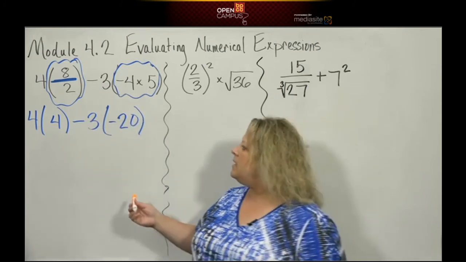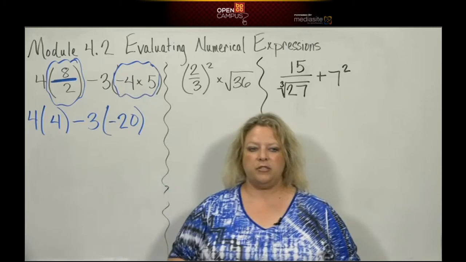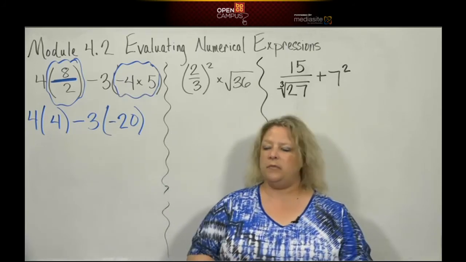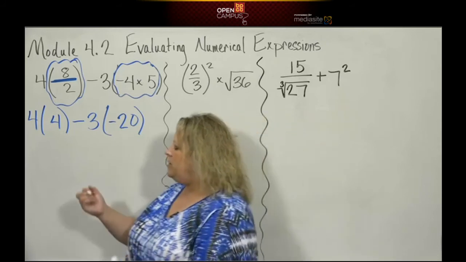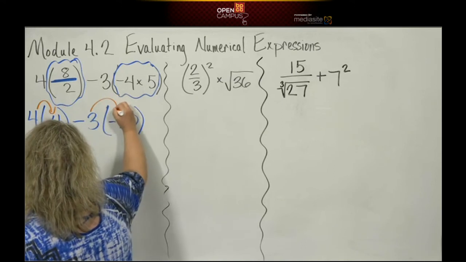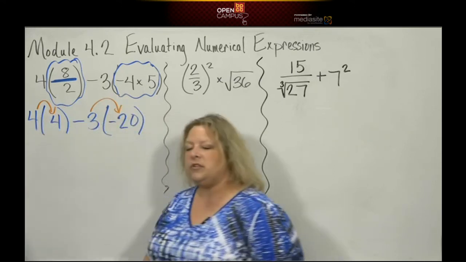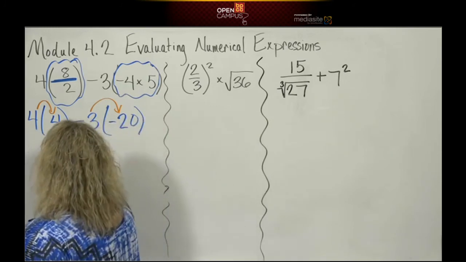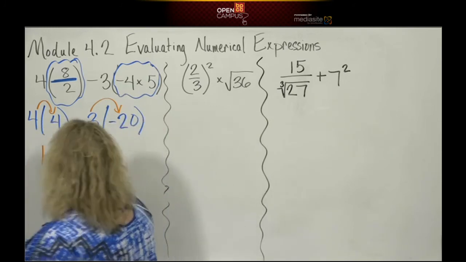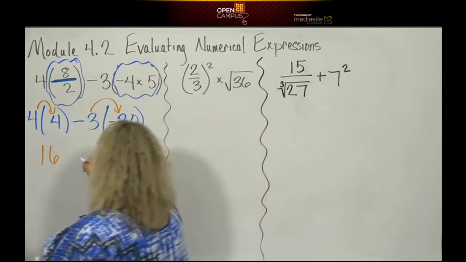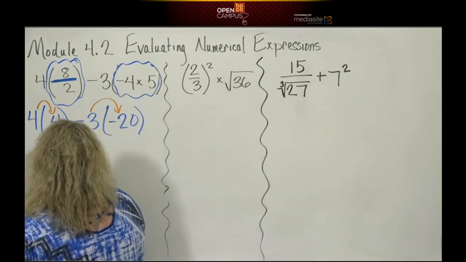So the next thing it says to do in our order of operations is distribute, multiplication or division from left to right. If I look at this, what do I have? I have the distributive property. That's multiplication. That's multiplication. So let's go ahead and do that first. So 4 times 4 makes 16. Here I have negative 3 times negative 20. A negative times a negative is a positive. So that makes 60.